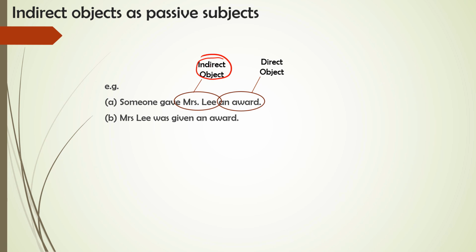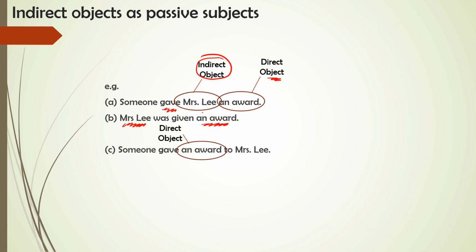If the indirect object comes directly after the verb, this indirect object must be the subject of the passive. And the direct object is still in the position of an object. Mrs. Lee was given an award. So in this case, remember that the object which comes directly after the verb is the subject of the passive voice.